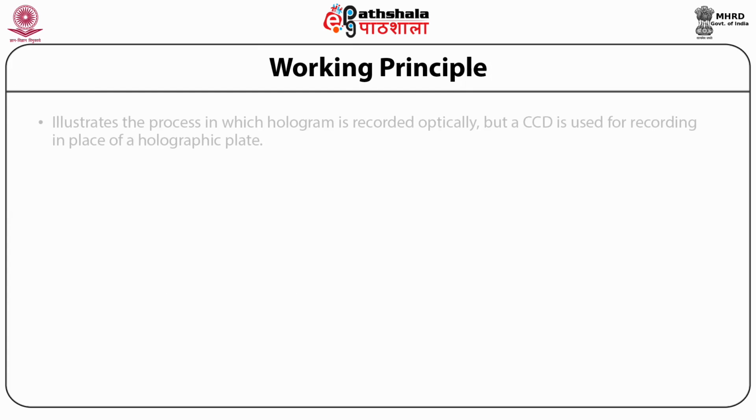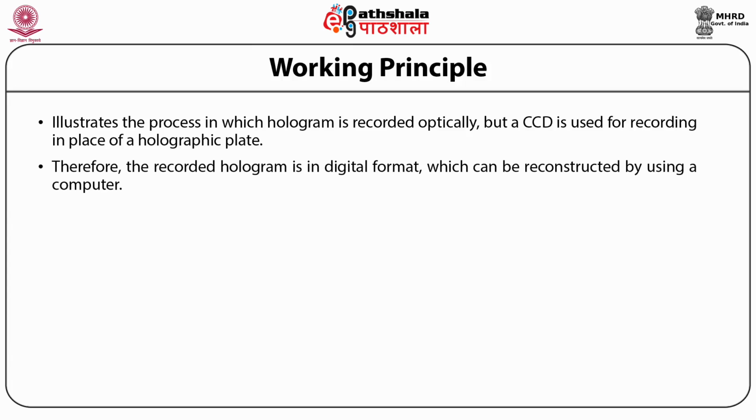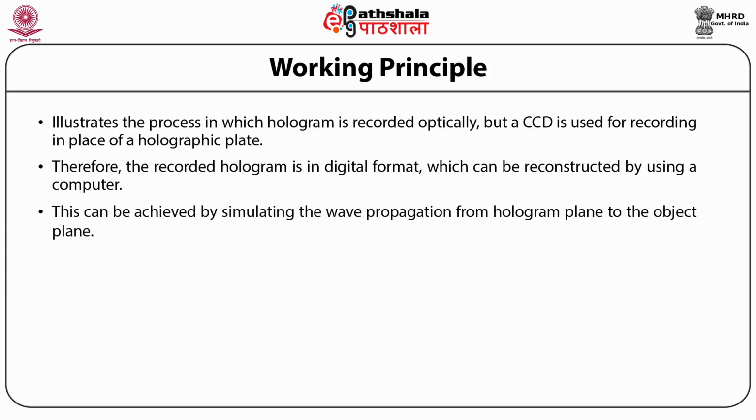Figure 4b illustrates the process in which the hologram is recorded optically, but a CCD is used for recording in place of a holographic plate. Therefore, the recorded hologram is in digital format, which can be reconstructed by using a computer. This can be achieved by simulating the wave propagation from the hologram plane to the object plane. The object can be seen on the computer screen.